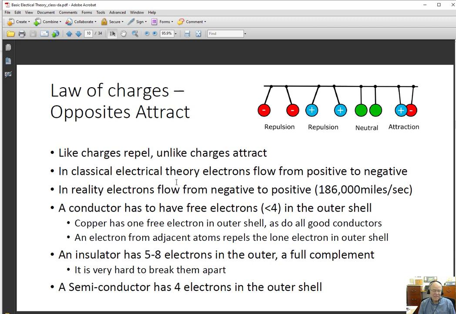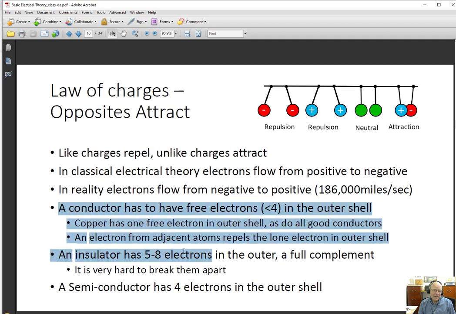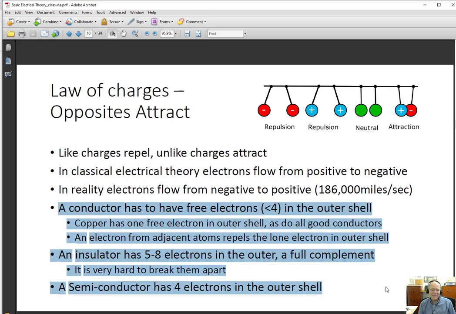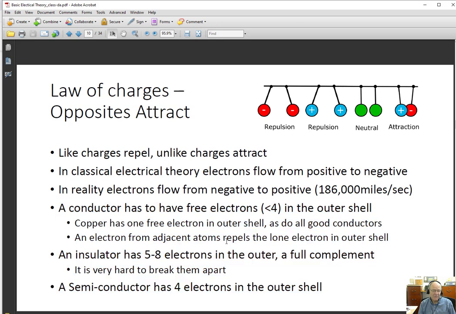It makes no difference as far as any of the math goes. So there's no difference between physics theory and electronics theory as far as doing all the math. It's just conceptually, in one case they think electrons go positive to negative, and the other they think electrons go negative to positive. So here's the key thing right here. This is the key thing you have to understand in order to understand why some things are conductors and why some things aren't.